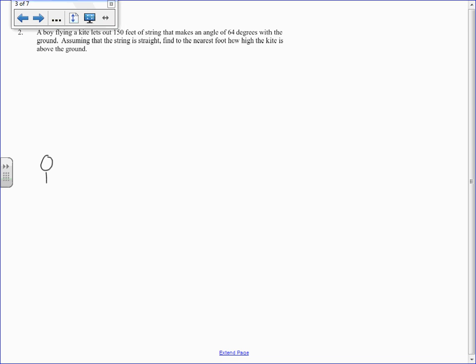So I'll draw my picture. Here's my boy. Here's my straight string. Here's my kite. And here's the ground. Guess I can draw it solid, there we go. Okay, so 150 feet of string.